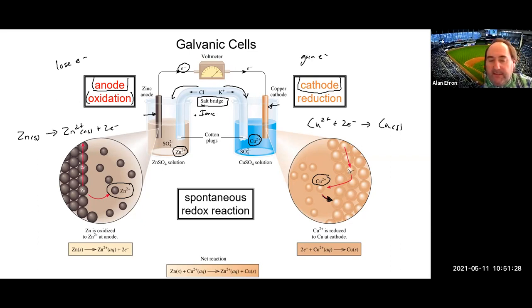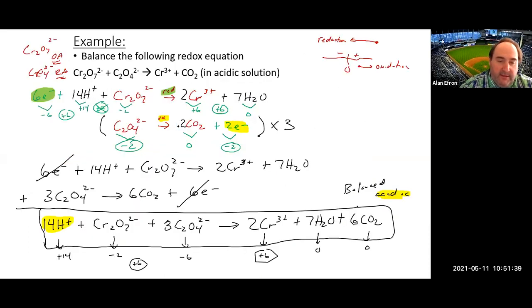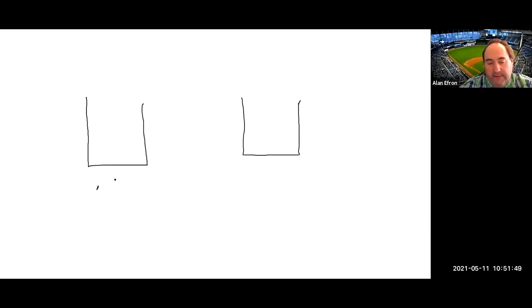Why do we need this salt bridge in this situation? What happens if we didn't have it? Let me find somewhere I can scribble. Perfect. If you think about what's happening just in the beakers, in our anode and cathode beakers, we have this electrode sitting there, and it's going through reduction, which means it's dropping out into this solution a bunch of positive charge, right?